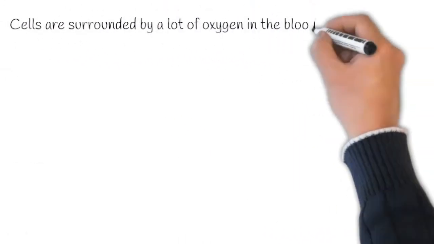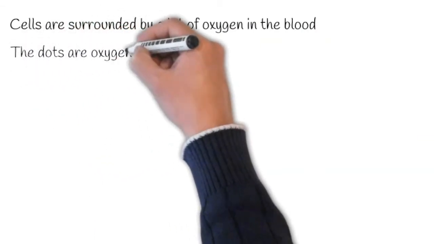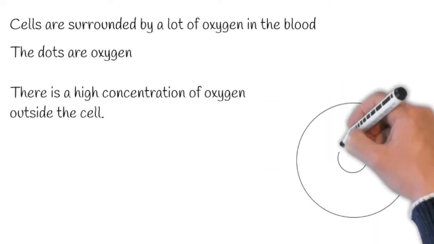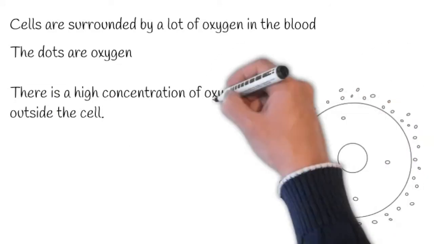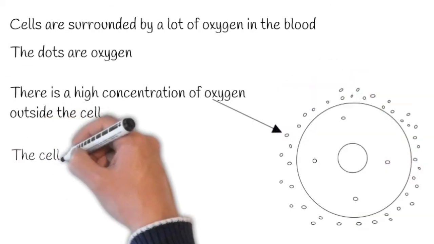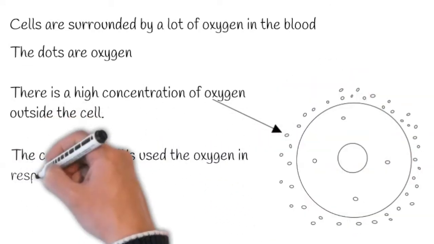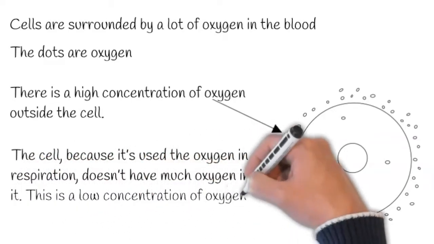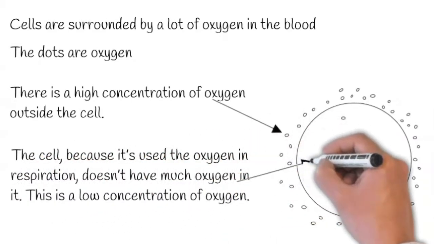Cells are surrounded by lots of oxygen in the blood. The dots in this diagram are oxygen. There is a high concentration of oxygen outside the cell, as we can see here. The cell, because it's used the oxygen in respiration, doesn't have much oxygen in it. This is a low concentration of oxygen.